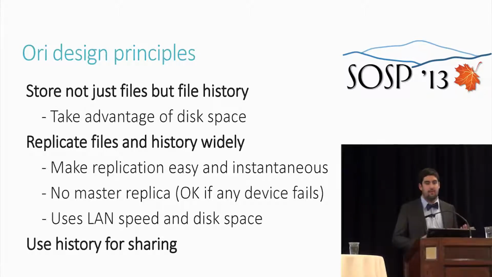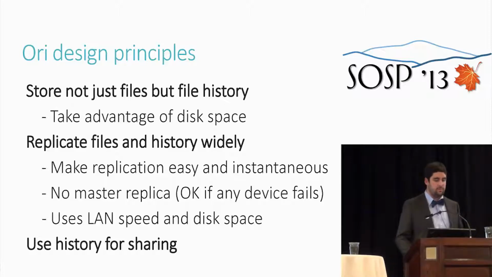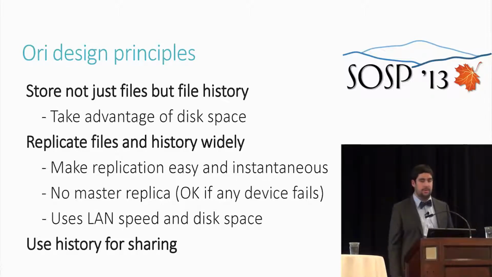We also want to replicate files and their history widely across all our devices. We want to make this replication seem really easy to do and appear instantaneous. There's no master in ORI, so if any device fails, it's okay. The other devices just will have your data. We try to use your local area network speed and your disk space on all your devices to make replication better. And lastly, we want to use history for sharing.